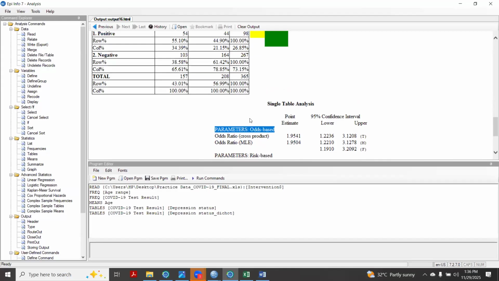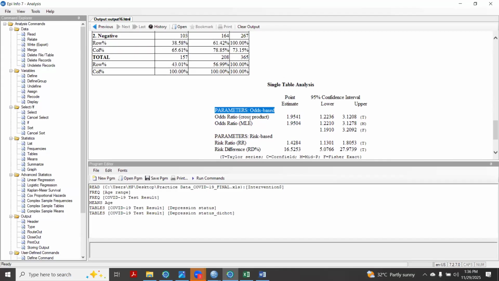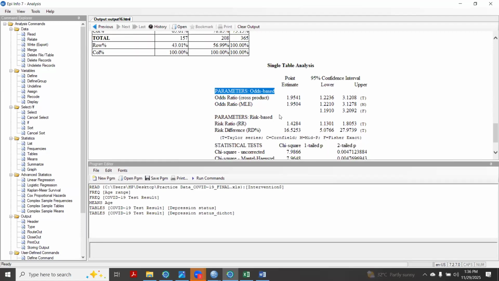Another example I can use is smoking and lung cancer. You are doing a case control study now. For example, you are interested in the cases, those that already have lung cancer.